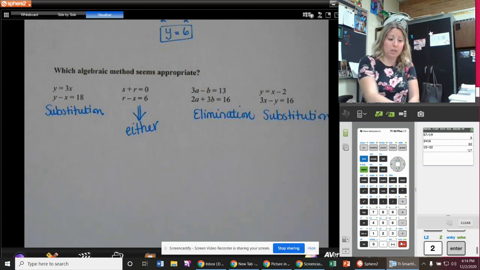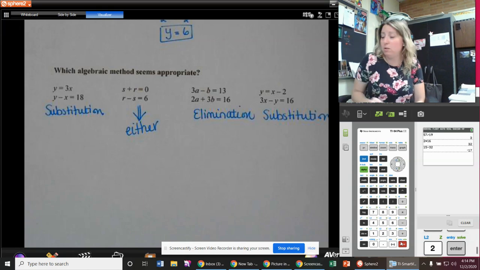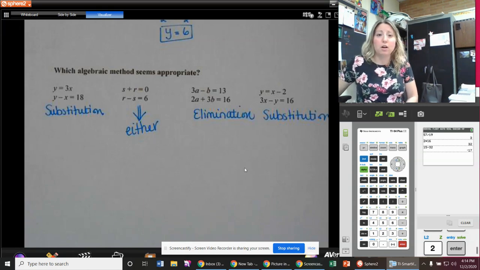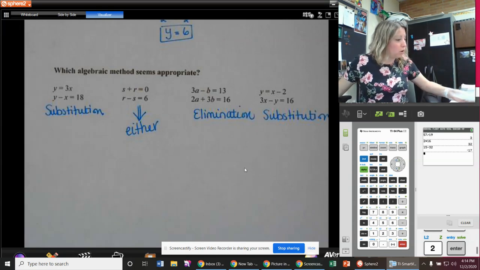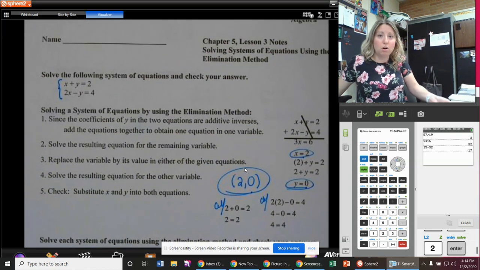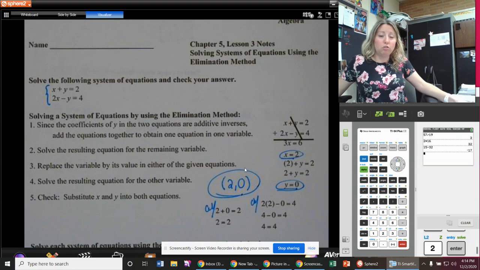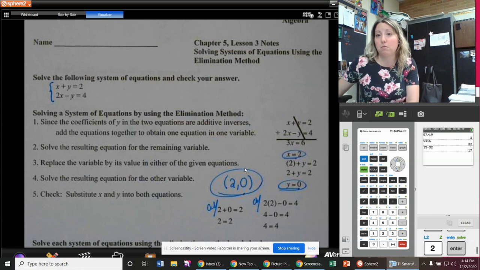Okay? Again, if you need me, you know how to find me. But this has been your Chapter 5, Lesson 3 notes using the elimination method to solve a system of linear equations. All right? Good luck, guys.